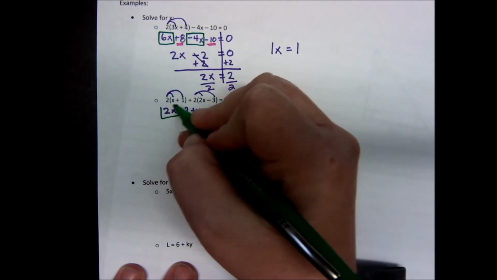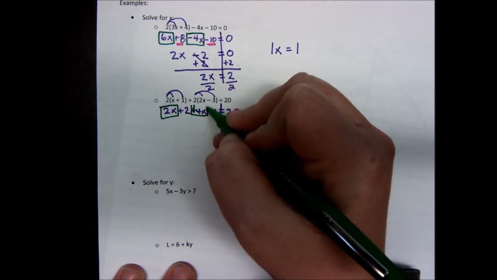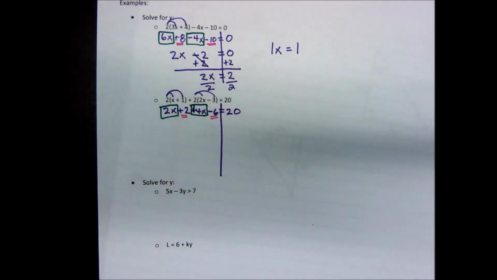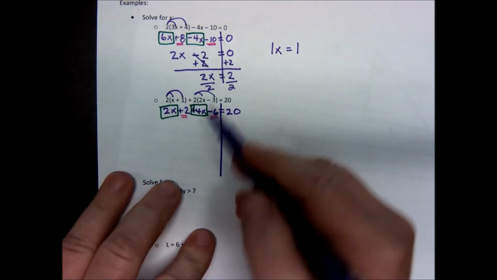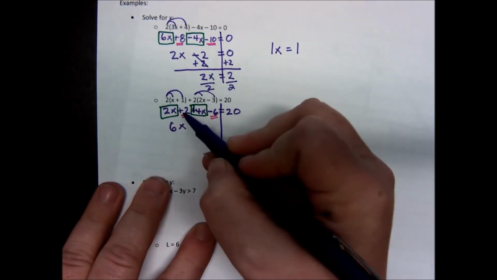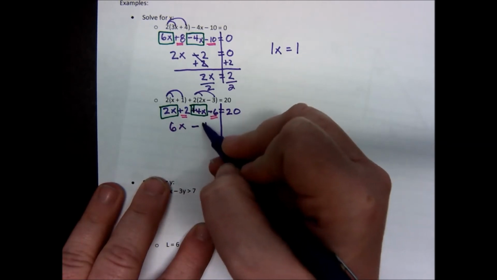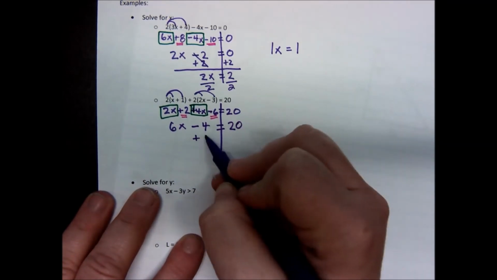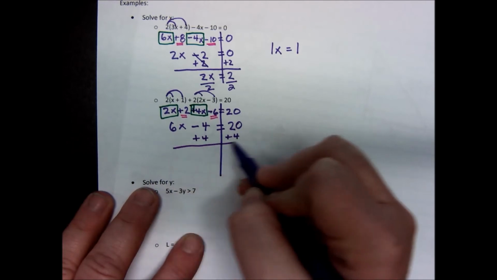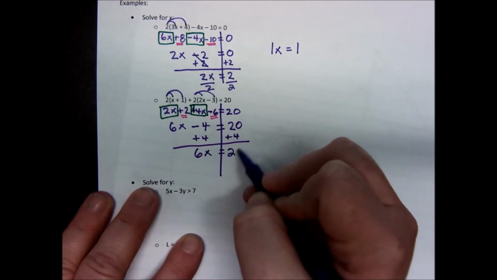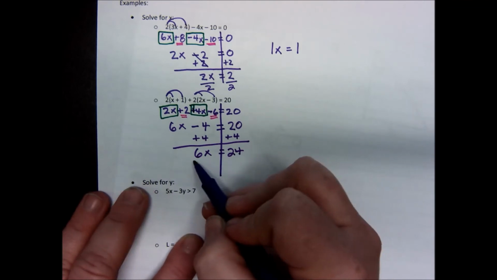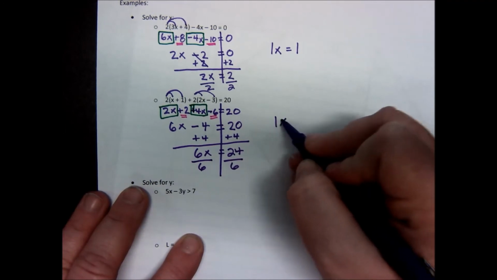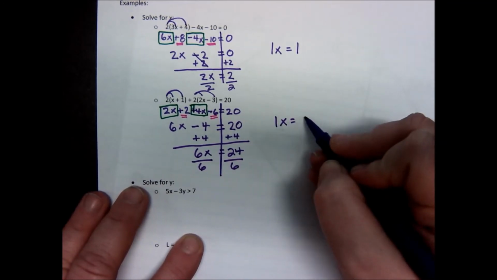Now I'm going to go through and find my like terms. I have a 2x and a plus 4x that are like terms. And I have a plus 2 and a negative 6 that are like terms. So 2x plus 4x gives me 6x, and then 2 minus 6 gives me minus 4, and that should equal 20. To solve for x, I'm going to add 4 to both sides, and I get 6x equals 24. Then to finish solving for x, I divide by 6. So 6 divided by 6 gives me 1x, and 24 divided by 6 is 4.